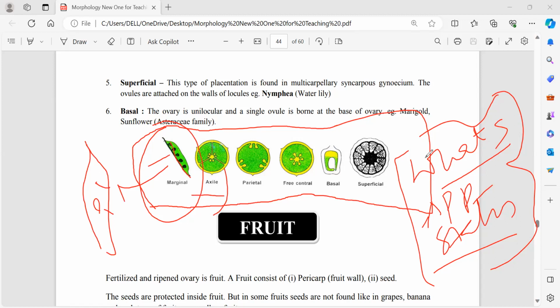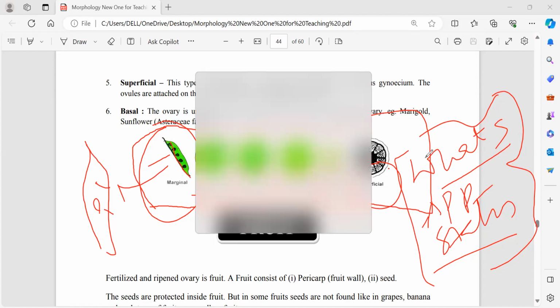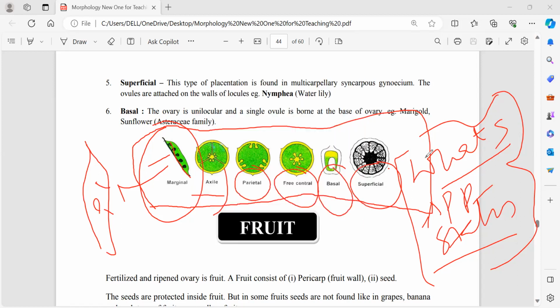What is this kind of placentation? Axial placentation. Another is parietal placentation. Another one is precentral placentation. Another one is basal placentation. And we have superficial placentation. पहले आप you will remember the names of these placentations. ठीक है? Yes, sir. पहले आप इन placentations के क्या करेंगे? Names. Names. ठीक?